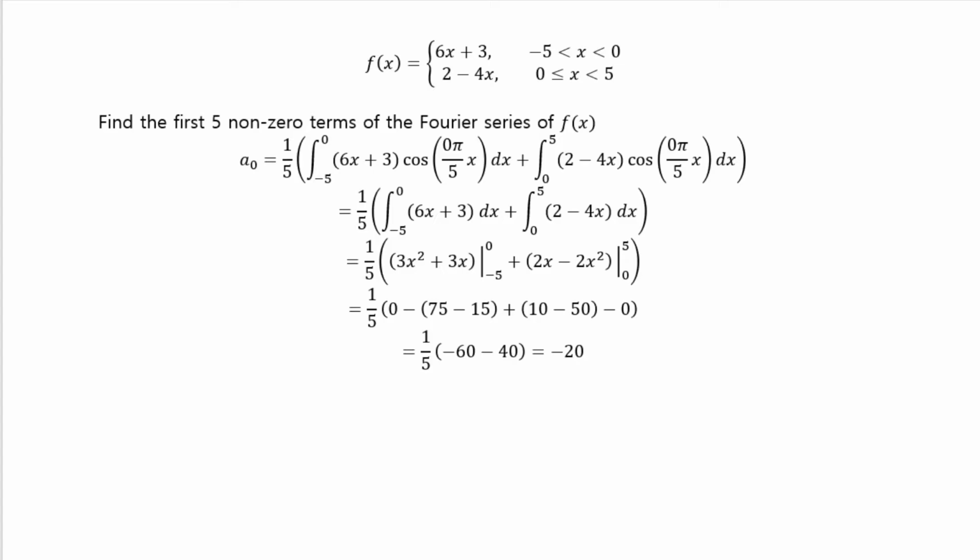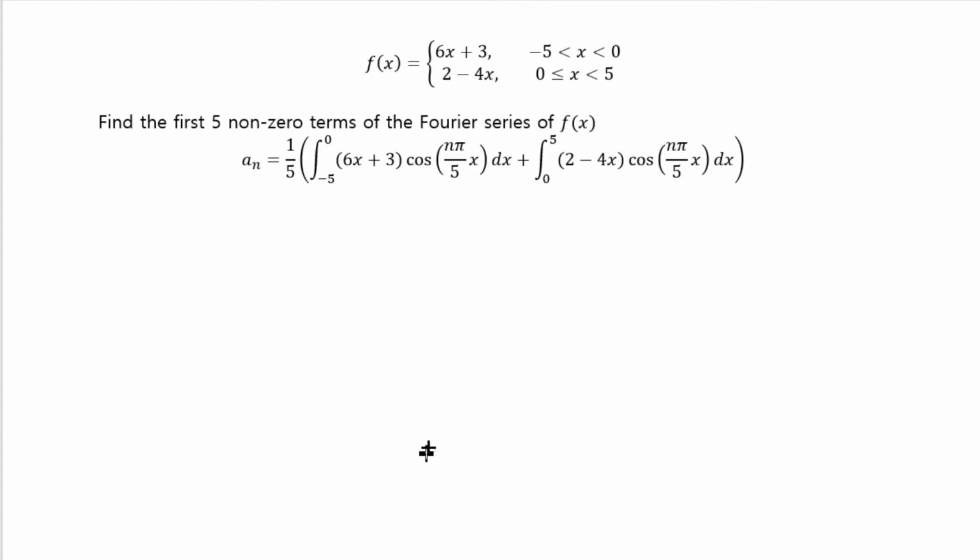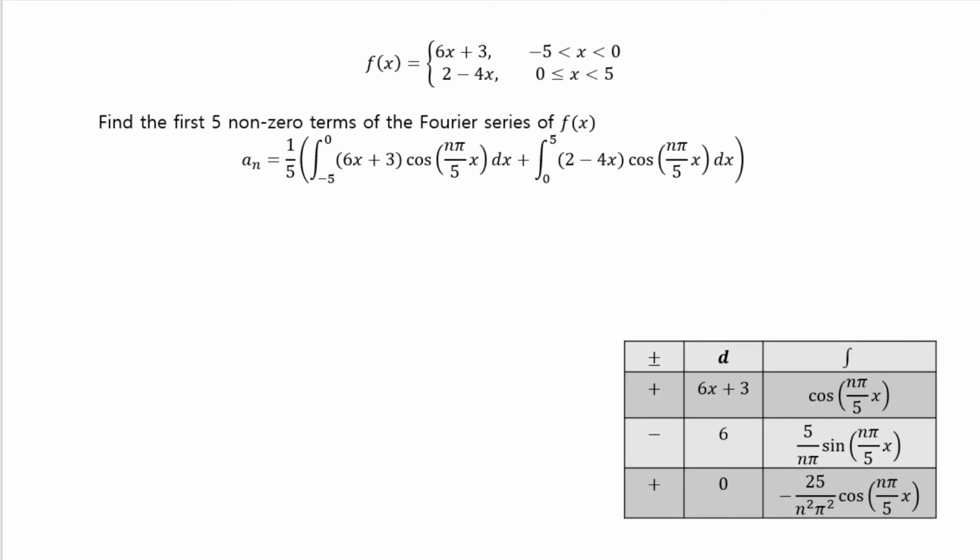Okay, so now let's calculate an for n equals 1 or greater. This time, because n is not 0, you end up with a trig function times a polynomial, in which case you need to use integration by parts. Now the way I like to do the integration by parts is by using something called tabular integration. This is often very easy, especially advantageous when you have to do Fourier series. So if you don't know tabular integration, please watch one of my videos that introduces it, and you'll probably be able to learn it easily.